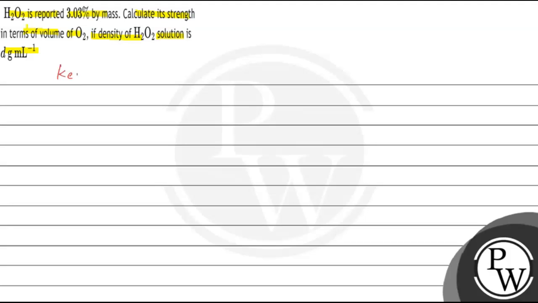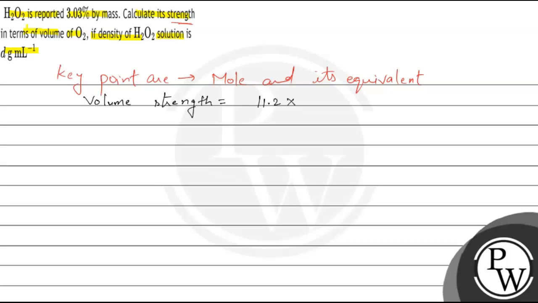So here key points are mole and its equivalent. Here we have to find the volume strength. We have to find the strength, that is volume strength. So volume strength formula: volume strength is equal to 11.2 into molarity.